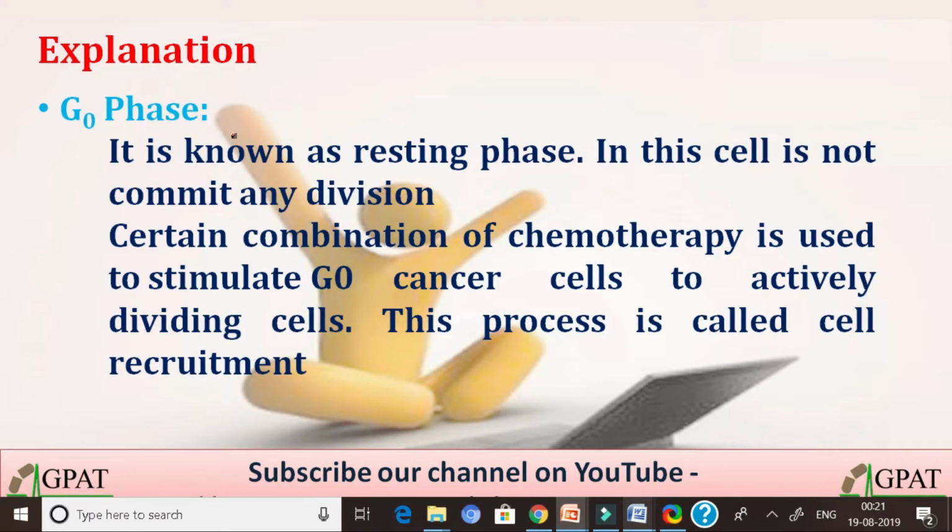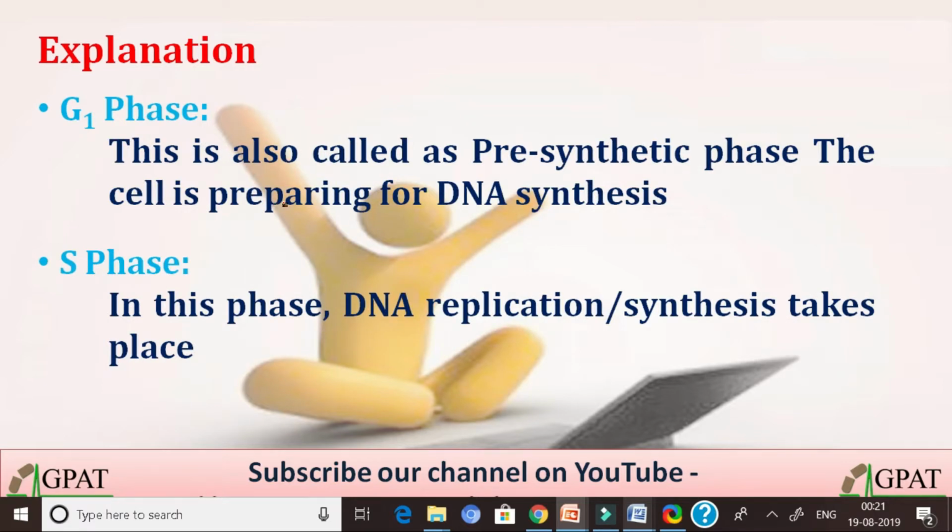So what actually is the G0 phase? It is known as the resting phase of the cell. It does not commit to any division, which means there will not be any division in this cell. A certain combination of chemotherapy is used to stimulate G0 cancer cells into actively dividing cells, and this process is called cell recruitment. The G1 phase is called the pre-synthetic phase and the cell is preparing for DNA synthesis, and the S phase is for DNA replication, where synthesis takes place.